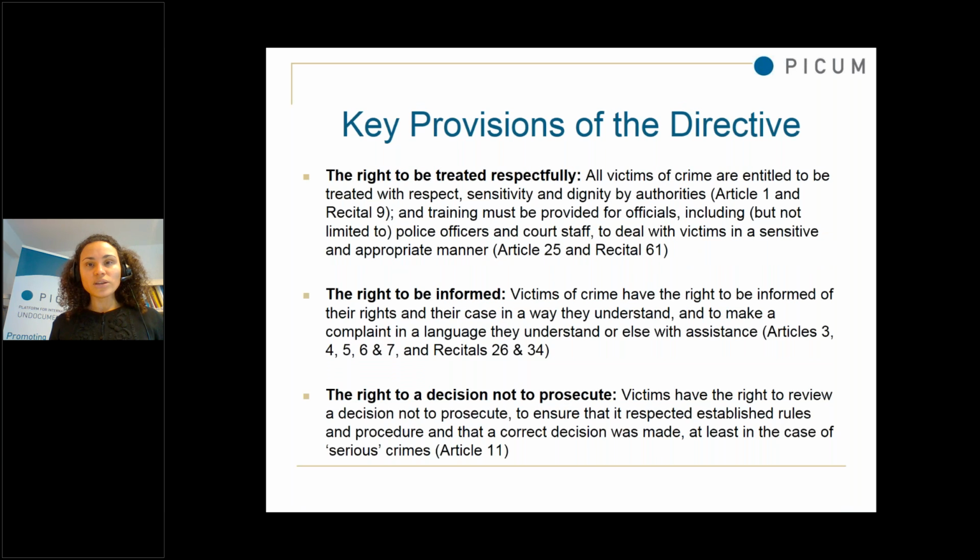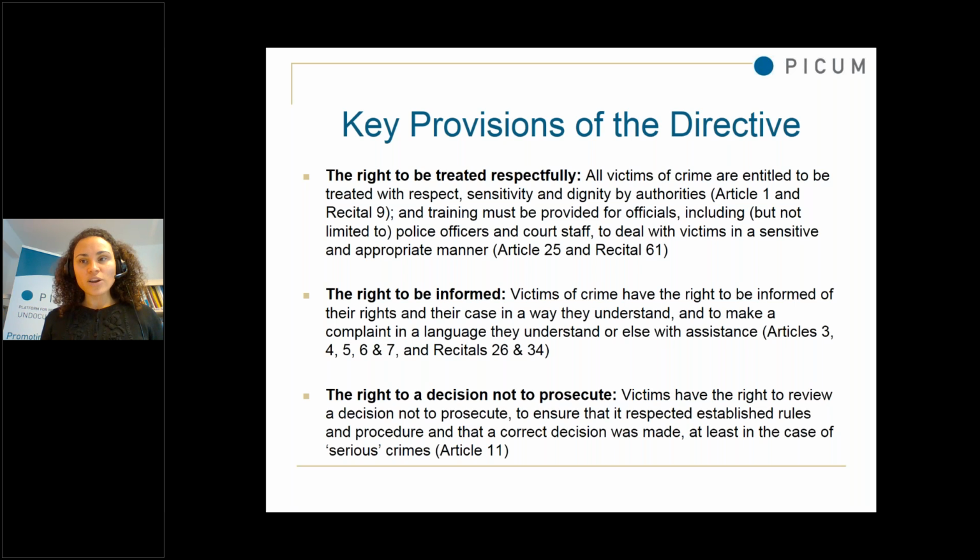So when we turn to some additional specific provisions of the directive, these are just a highlight of a few that I thought would be of particular interest and relevance. The first on the list is the right to be treated respectfully, which appears in a number of places within the directive. All victims of crime are entitled to be treated with respect, sensitivity, and dignity by the authorities.